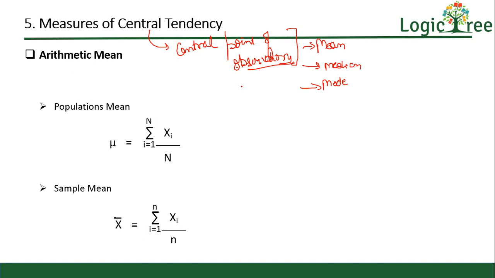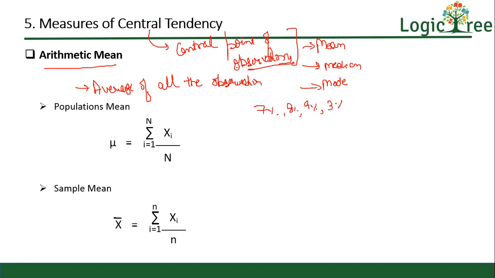So mean, the arithmetic mean, is a simple average of all the observations. Like in our previous example, the sum of all the observations is 7 plus 8 is 15, 15 plus 9 is 24, 24 plus 3 is 27, 27 plus 10 is 37%, divided by the number of observations, that is 5. So it turns out to be 7.4%. So my 7.4% represents the middle point of all these observations.